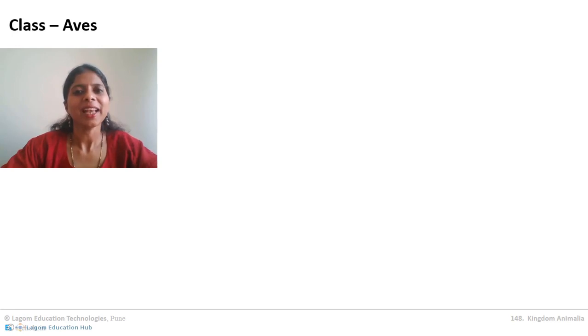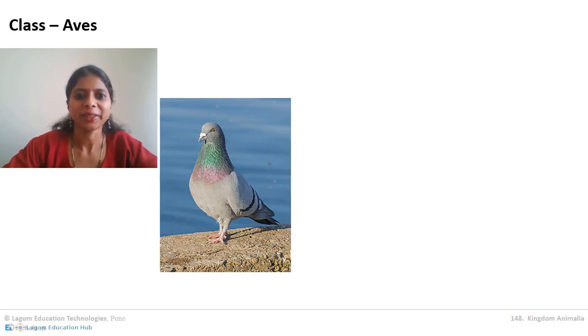Class Aves, as I told you, is the 3rd and a very important class among Tetrapoda, and it includes all the birds. Now this is a diagram of a pigeon, our regular wild pigeon which is flying around our buildings. This pigeon is considered a typical example of Aves. Basically Aves include all the different kinds of birds, but to study Aves, typical birds are considered, and the pigeon is among them.